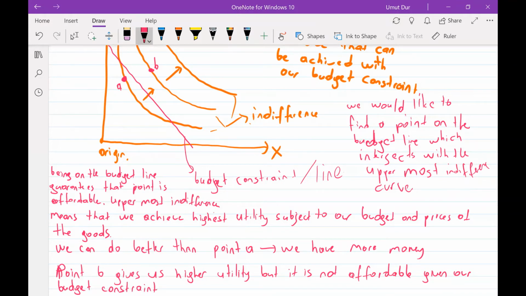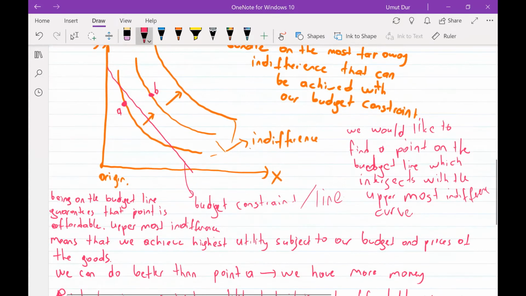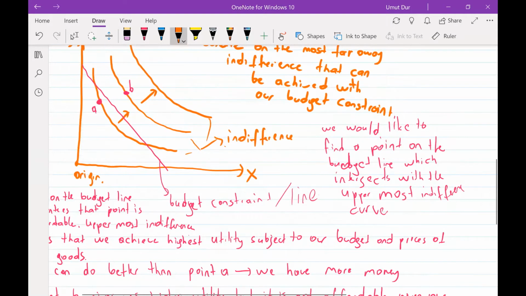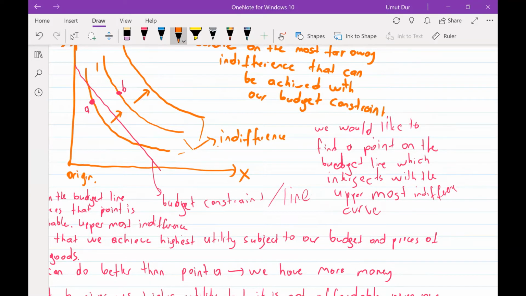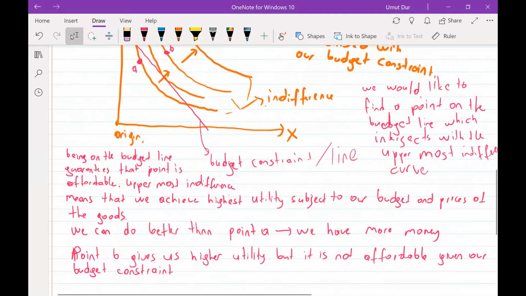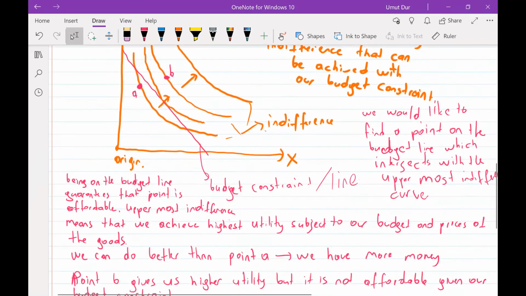So what we would like to do is, remember there are many more indifference curves here. I haven't drawn all of them. There is an indifference curve which intersects with the budget line, and any upper indifference curve cannot intersect with the budget line.